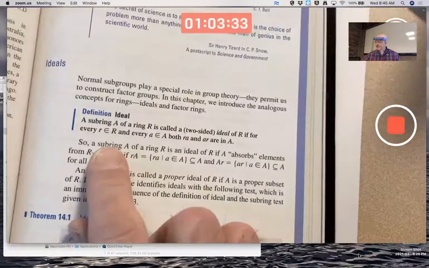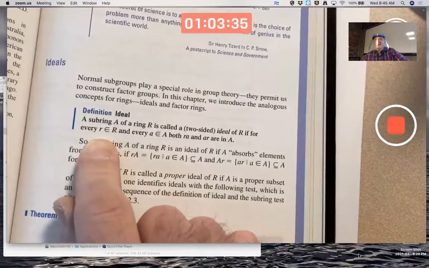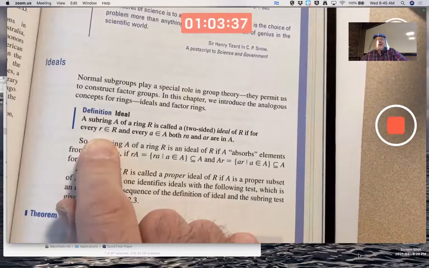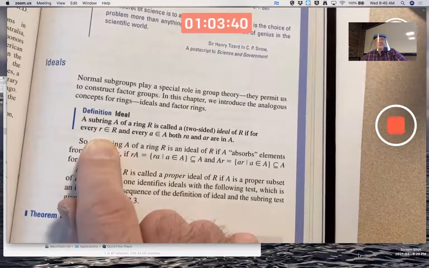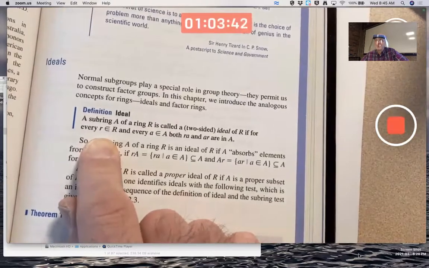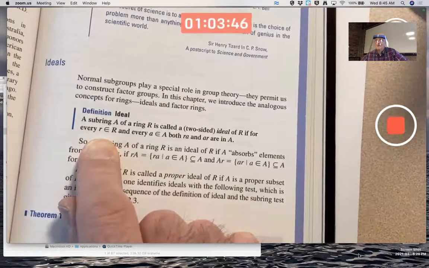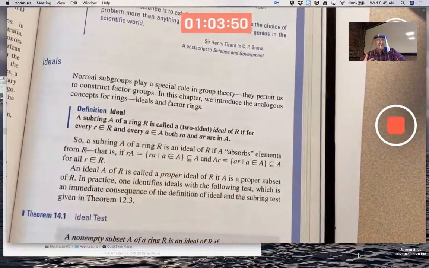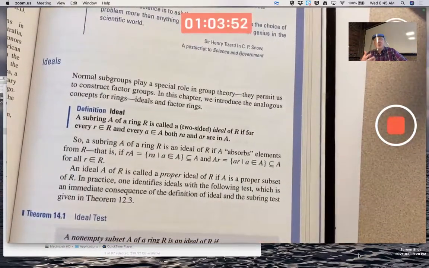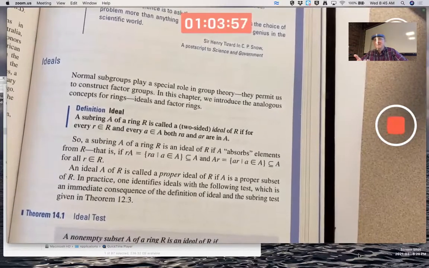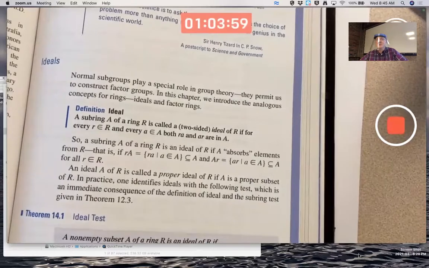What is an ideal? Here's the definition. A subring A of a ring R. Remember what a subring is. There was a subring test. I haven't talked about it in class, but you've read about it. A subring is an analog of a subgroup. A subring of a ring is a non-empty subset of that ring that is also a ring under the same operations. And there's a subring test: is it closed under subtraction and closed under multiplication?